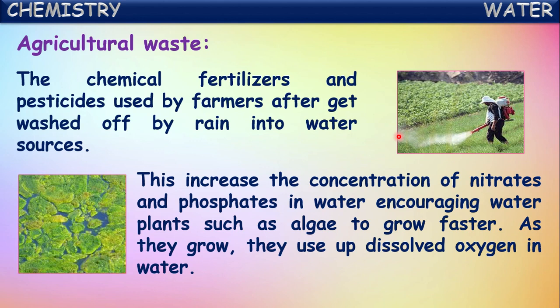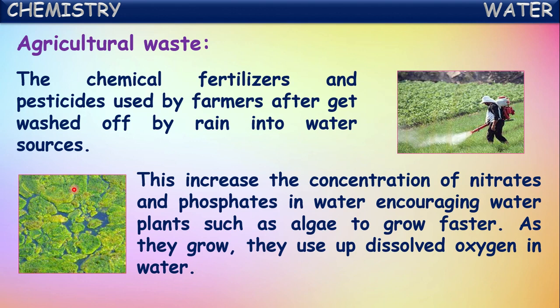This increases the concentration of nitrates and phosphates in water, which encourages water plants such as algae to grow faster. So, these fertilizers and chemicals which are washed out from the farm fields may contain excess amounts of nitrates and phosphates. As these grow on water, they use up completely the dissolved oxygen gas in the water, so that it becomes a severe problem to the aquatic animals and plants.